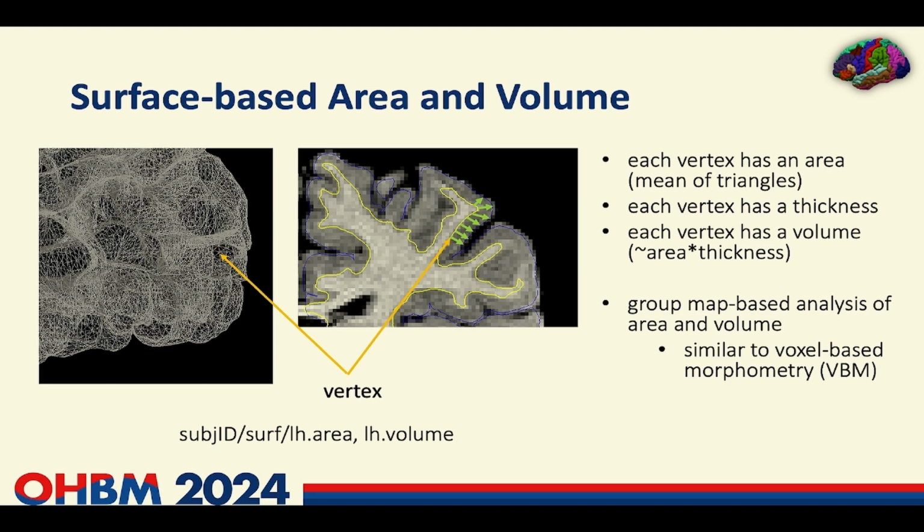We also have area and volume measurements. Each vertex has an area assigned to it, and also a thickness measurement. This thickness measurement computes the distance between the white and the pial surfaces. And the volume is basically the area times the thickness measurement. So when you have these measurements, you'll be able to do group-based analysis.